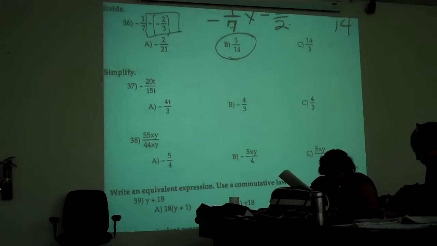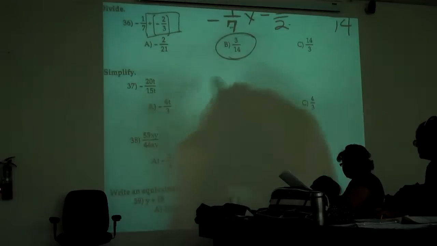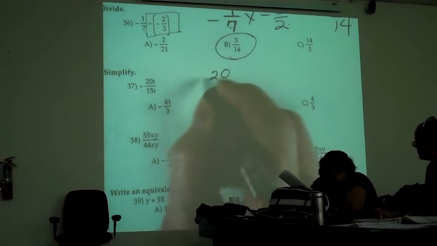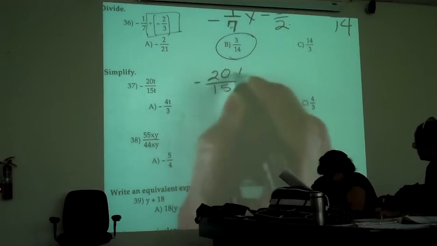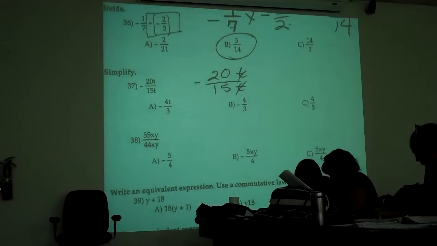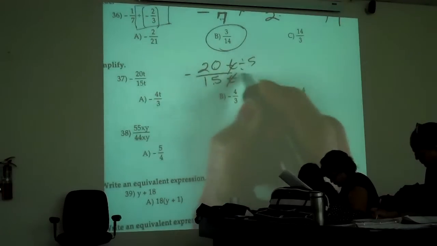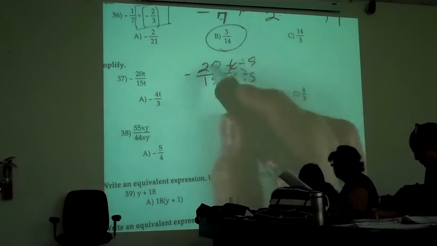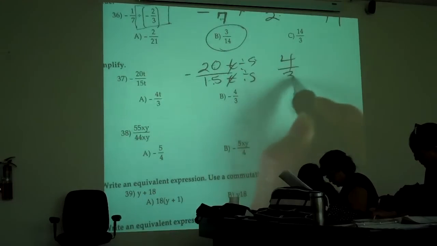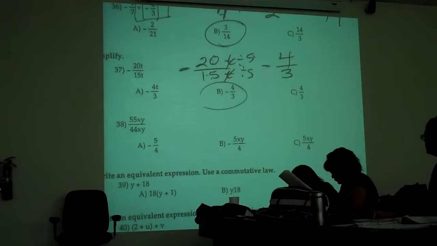Negative 20t over 15t, to simplify that. Let's write it where we can do some canceling. Okay, the t over t can cancel, right? Get rid of the t's. Now what are we going to divide by? Okay, 20 divided by 5 is 4, 15 divided by 5 is 3. The negative stays there. We would do negative 4/3.